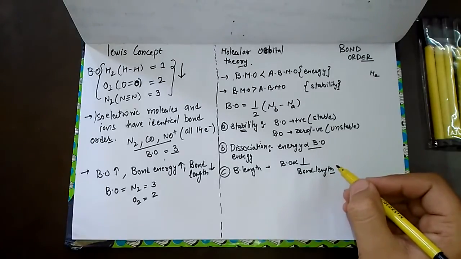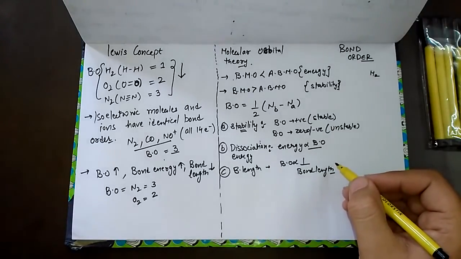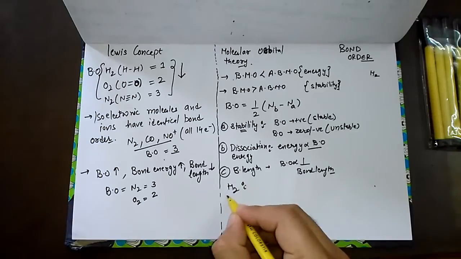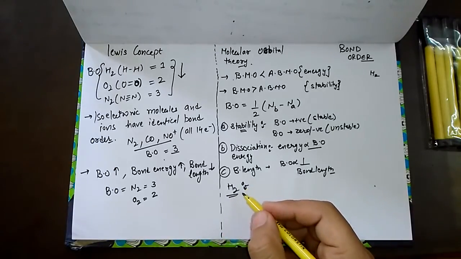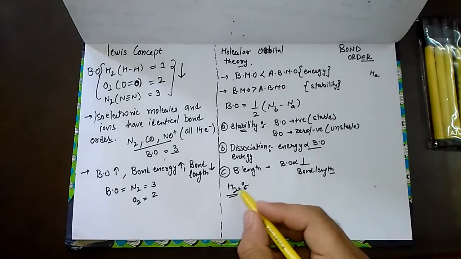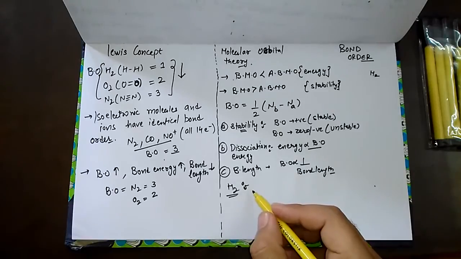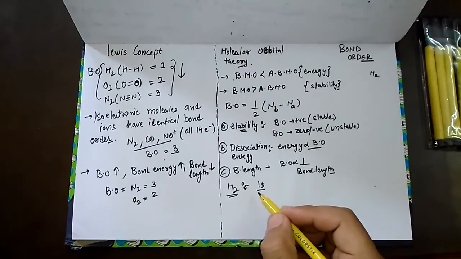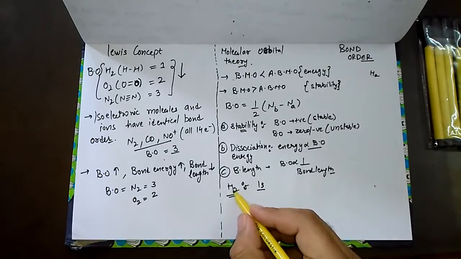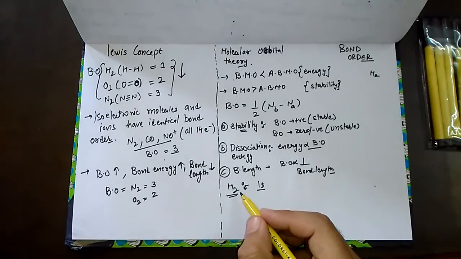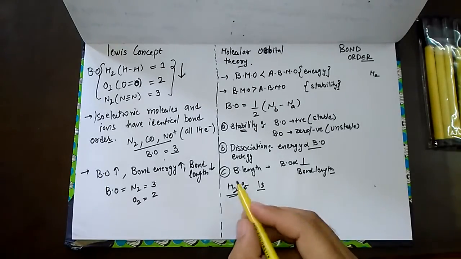Okay, how can we write the configuration? I'll give you the example of the H2 molecule. Make sure that you know how to write the configuration; you can see the video on molecular orbitals or search on the channel. A molecule of H2 is formed by the combination of two hydrogen atoms, one electron each, present in the 1s orbital. There are two atoms, so overall we have two electrons, one in each atom. So two electrons are present in the molecule.